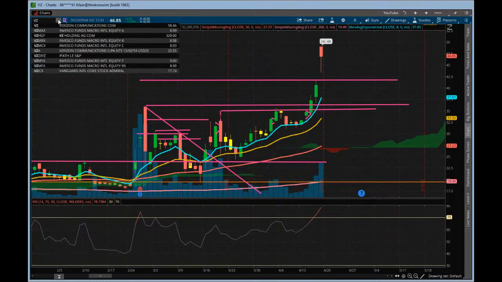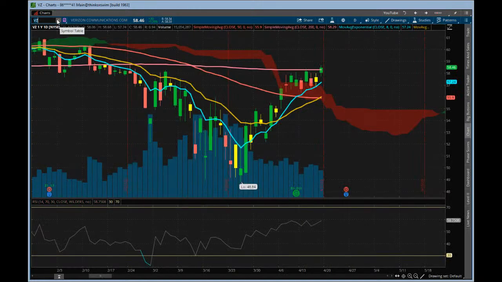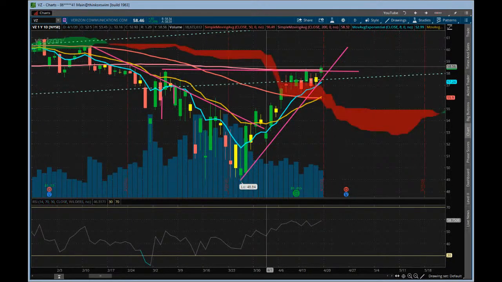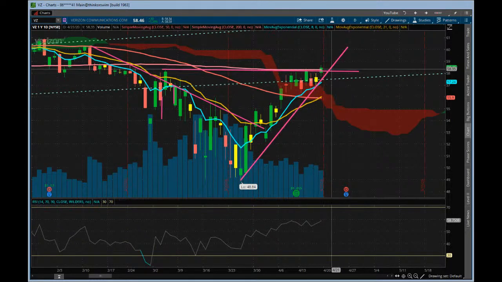VZ, Verizon. Again, just kind of slowly clawing its way up right here. I do like how it closed. We didn't have quite the volume there, but I like how it closed over the 200-day. And it closed over a lot of key levels right here. So there's a bit of a cup pattern right here that it's trying to break out of. It just doesn't have the volume to do it. Earnings coming up soon too.